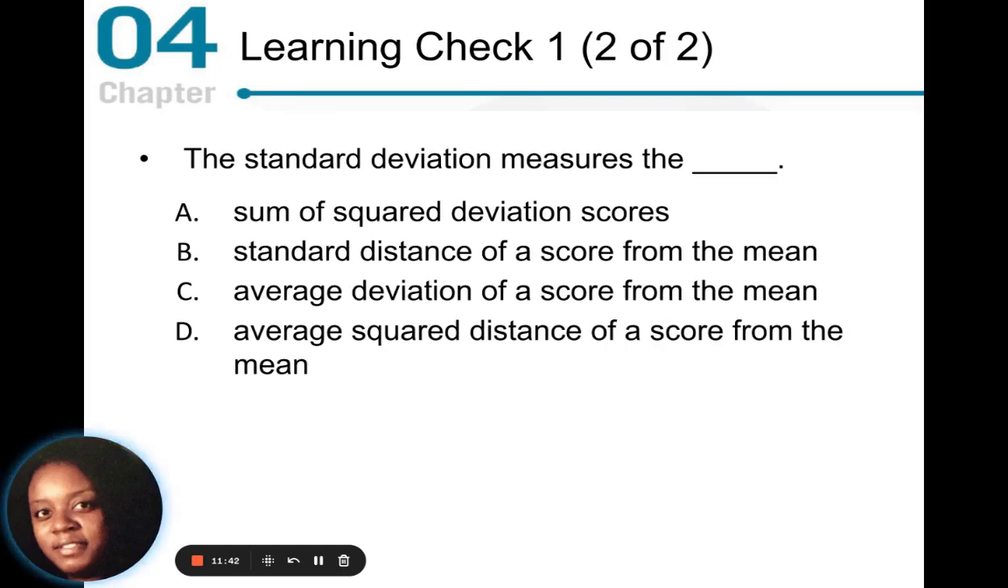Here's our second learning check. It is a multiple choice question. The standard deviation measures the A, sum of squared deviation scores, B, standard distance of a score from the mean, C, the average deviation of a score from the mean, or D, the average squared distance of a score from the mean. I'm going to give you a few moments to think of the correct answer choice.